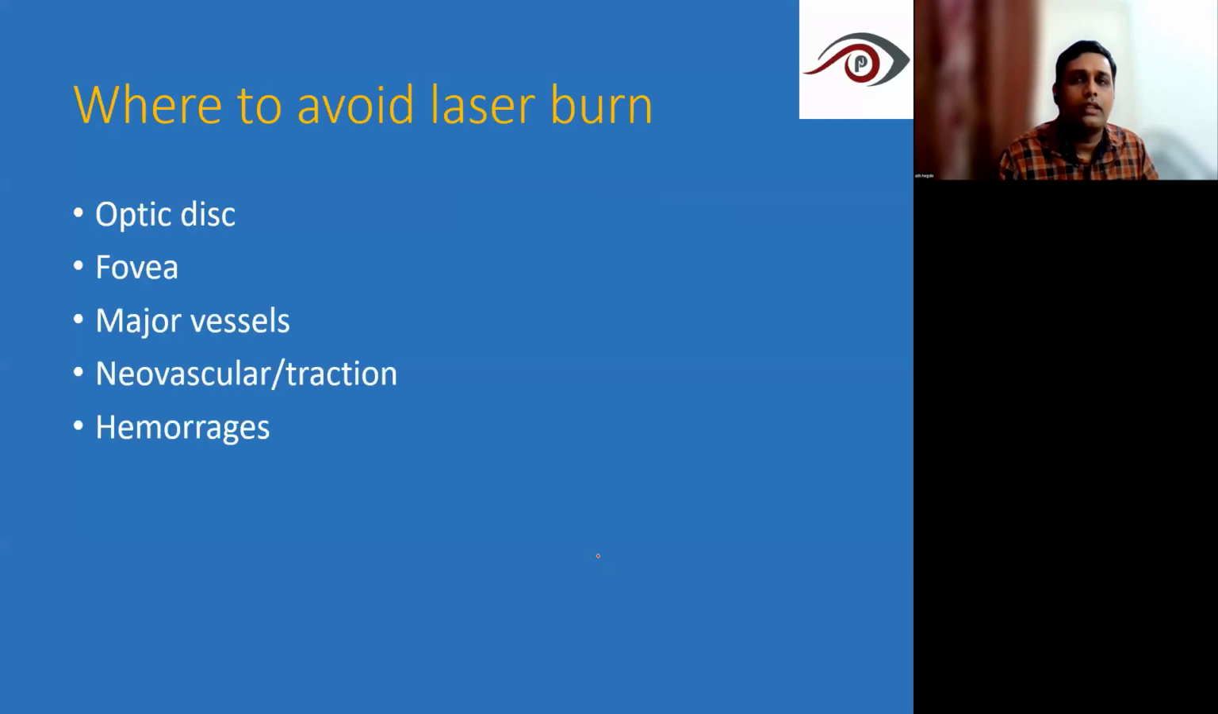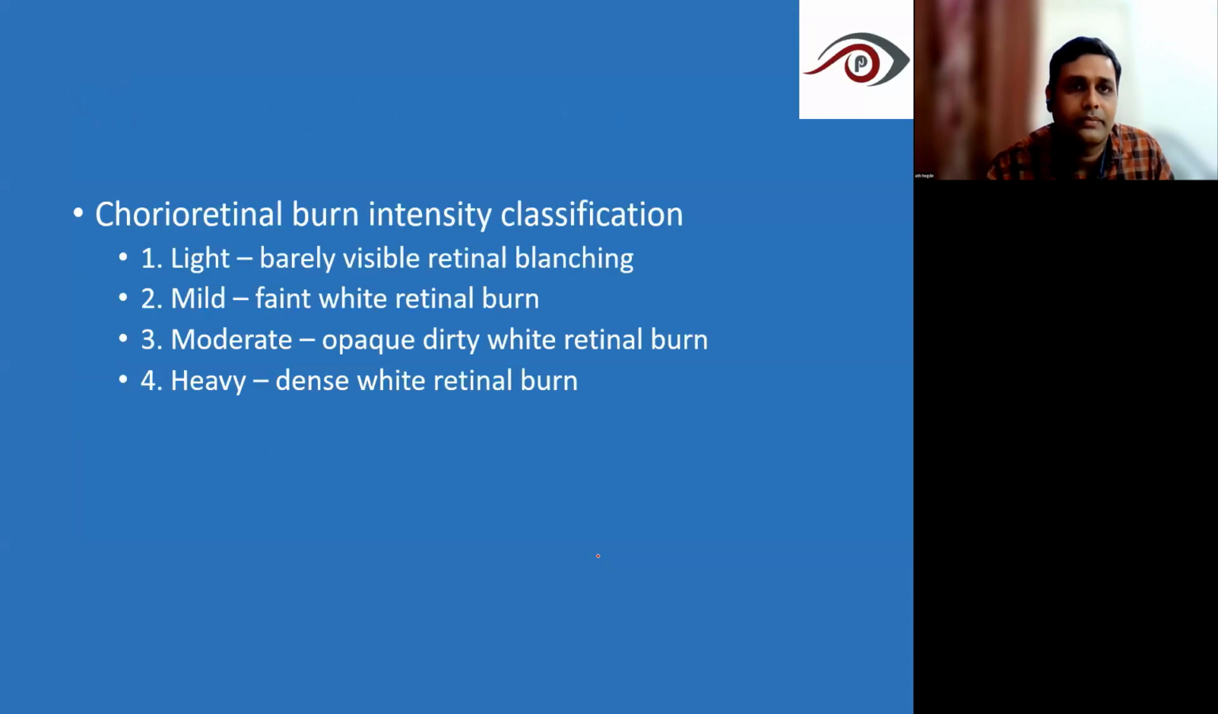As I told you, it's always better to avoid laser burns on the optic disc, fovea, major vessels, neovascular vessels or traction, and directly on the hemorrhages. You should be well versed with the indirect part of it while doing the laser, because the laser lens shows an inverted image, and some people may get confused and hit directly over the fovea. So you should be very careful while doing the lasers.